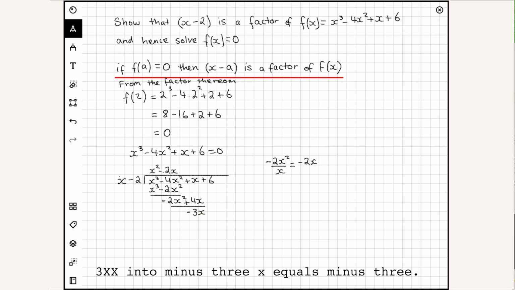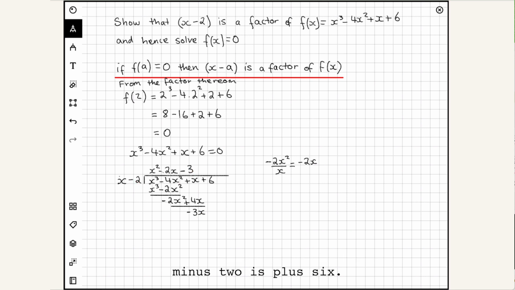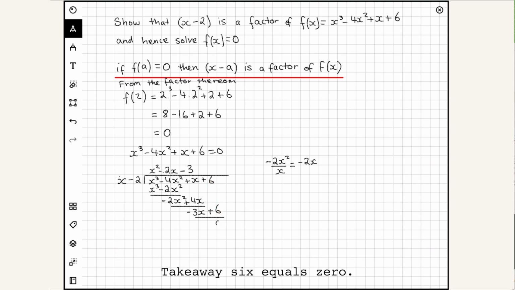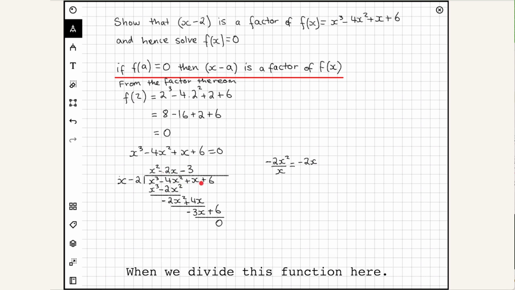x into minus 3x equals minus 3. Minus 3 times x is minus 3x. Minus 3 times minus 2 is plus 6. And our final check here to make sure we've got our arithmetic correct: 6 take away 6 equals 0. That's no coincidence, by the way. That 0 there is also indicative that x minus 2 is a factor. So we end up with x squared minus 2x minus 3 when we divide this function.